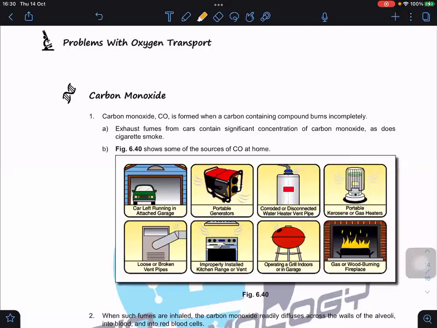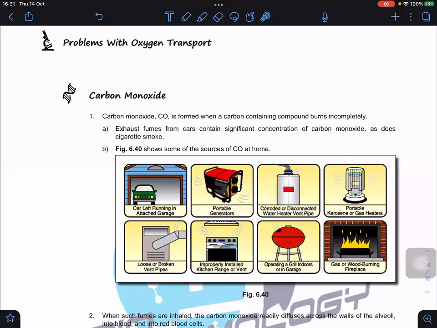So what are the problems with the oxygen transport if we are exposed to carbon monoxide or we are at a higher altitude? Okay, so we are going to look at these two effects on oxygen transportation. Okay, so now let us look at this. The first thing is called carbon monoxide.